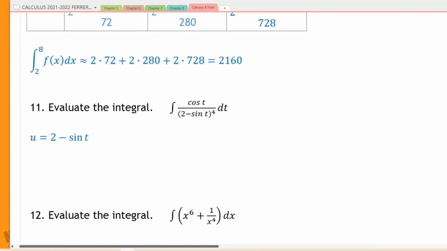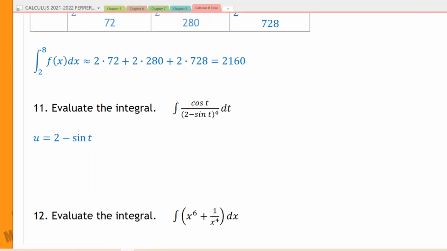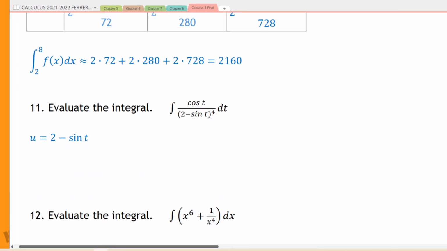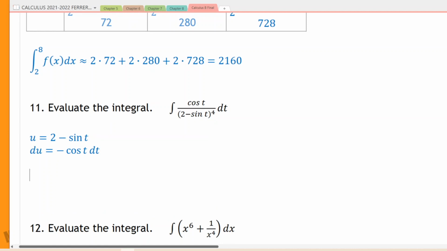So I'm going to allow u to be equal to 2 minus sine t. You don't have to worry about the exponent here. As you gain some experience, you'll see that these exponents are going to work themselves out and be included in a power rule. Now, if I take the derivative, I get that du is equal to negative cosine t dt. And if I move that negative over, I get that cosine t dt is equal to negative du.